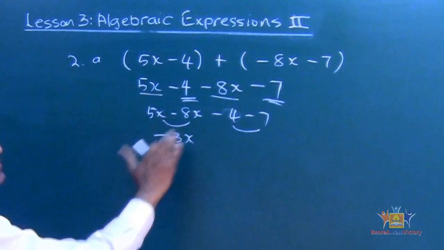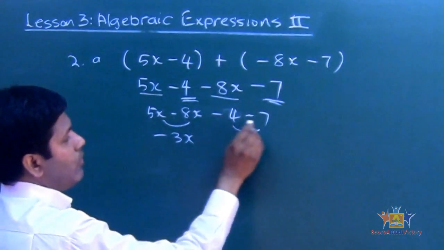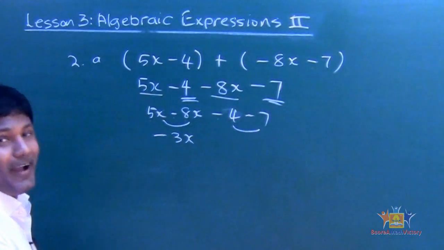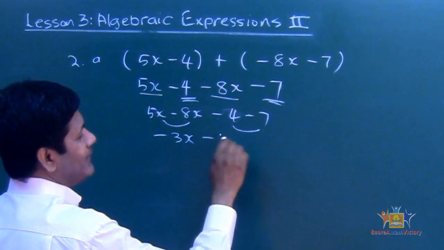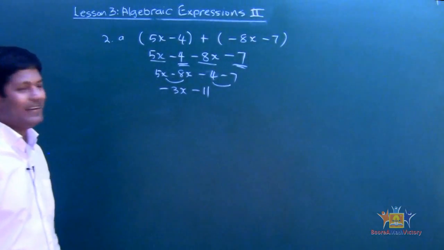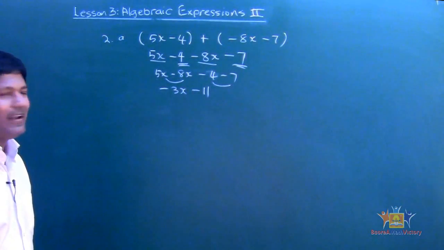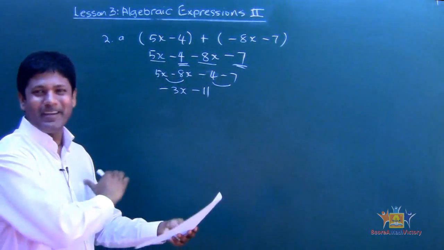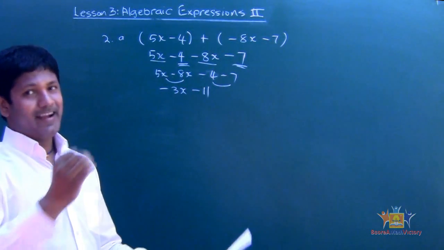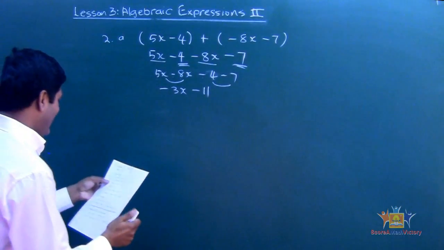Then you take the difference. Alright? I owe more. Minus 4 plus 7 is 11. Right there. Negative 3x, negative 11. Okay? Pretty easy, isn't it? Very easy. It's straightforward. You pay attention to all the positive, negative signs. Okay? You will never make a mistake.